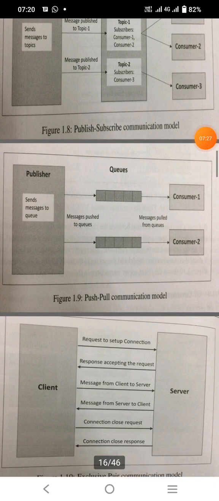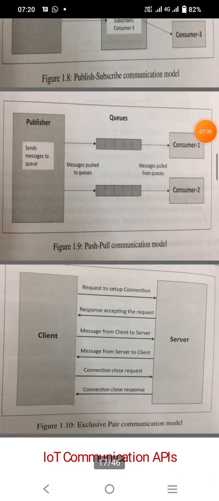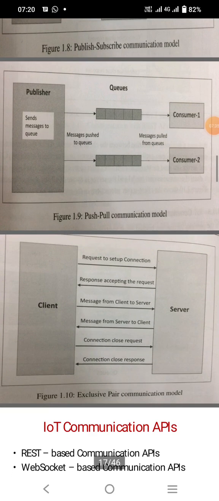And the next and last one is the exclusive pair communication model. This is one of the important communication models. In this, two parameters are available, client and server. First one is the request to set up connection. Next is the response accepting the request, and message from the client to server, and next is the message from the server to client, and next is the connection close request, and next is the connection close response. These are the important points of the exclusive pair communication model.